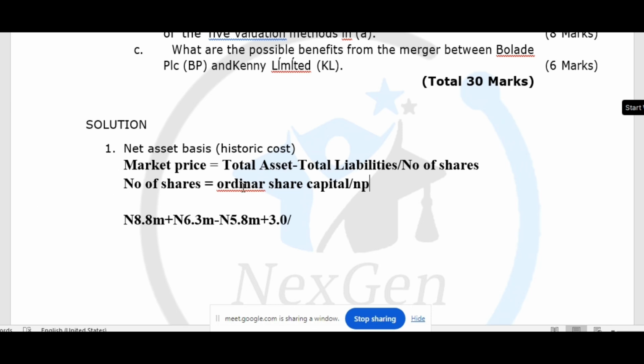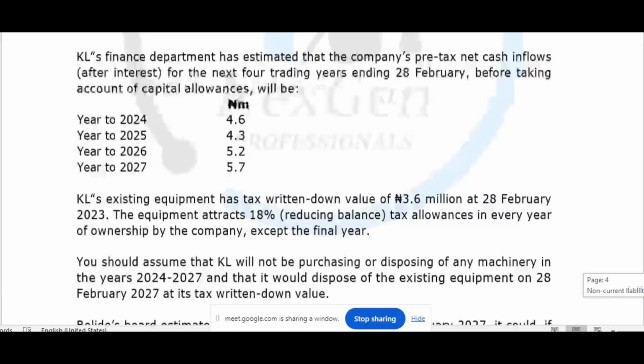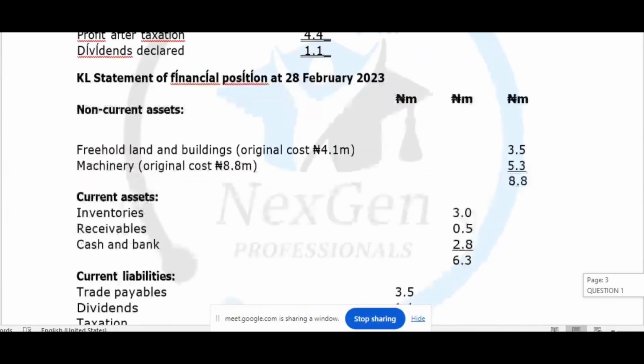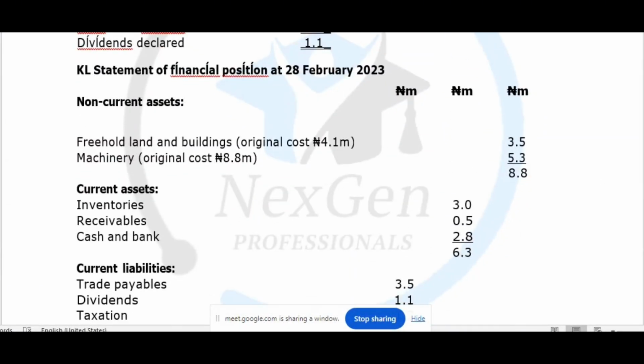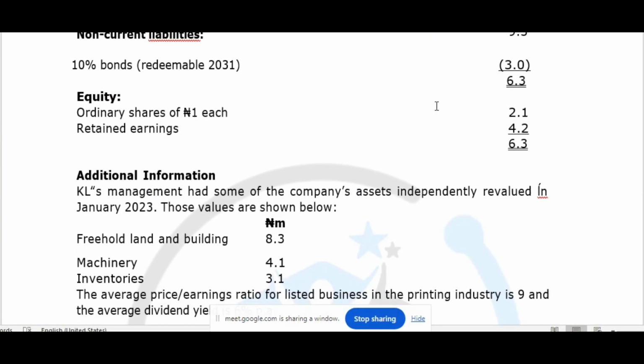Please don't write NP in the exam. I beg you. Don't put NP. So now the ordinary shares. Let's go back to our capital structure, our financials quickly, and check where we have ordinary shares. Okay, this is our ordinary share capital. Have you picked it? 2.1, right?